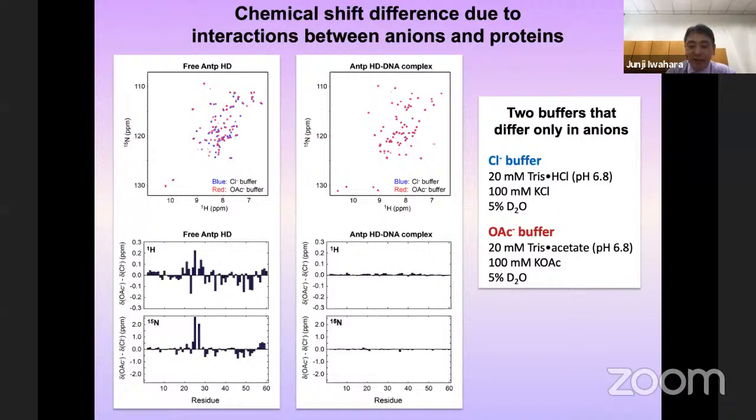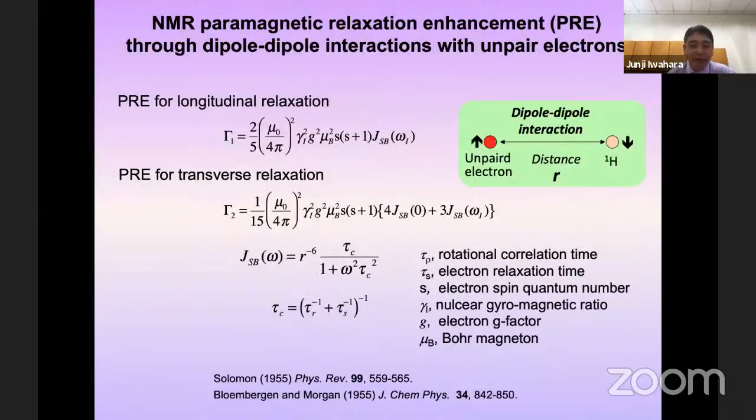And to study ion distribution, you need more quantitative information. For that, we decided to use PRE, paramagnetic relaxation enhancement. This is a distance-dependent quantity caused by dipole-dipole interactions between a nucleus and unpaired electrons. And because of the very strong magnetic moment of an unpaired electron, this effect is quite strong. Even if the distance is relatively large, you can still observe that impact.